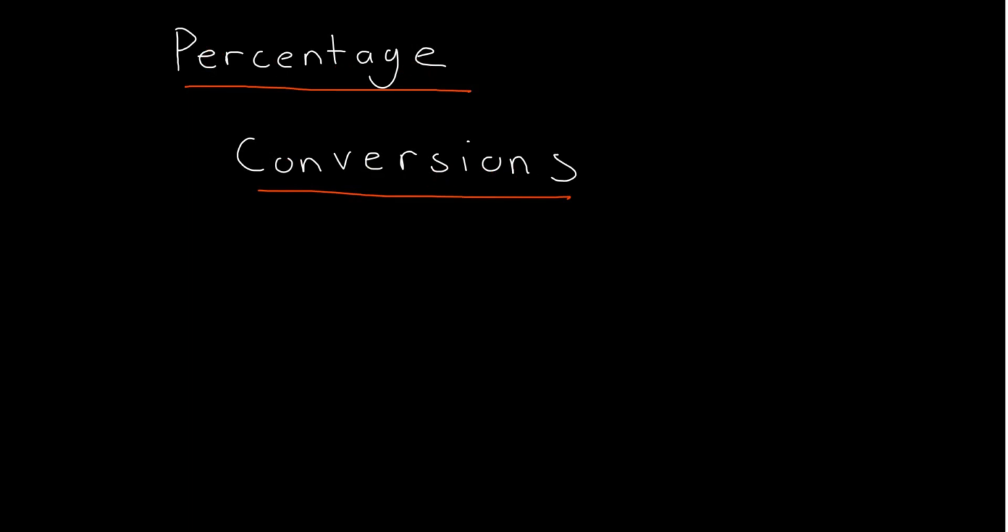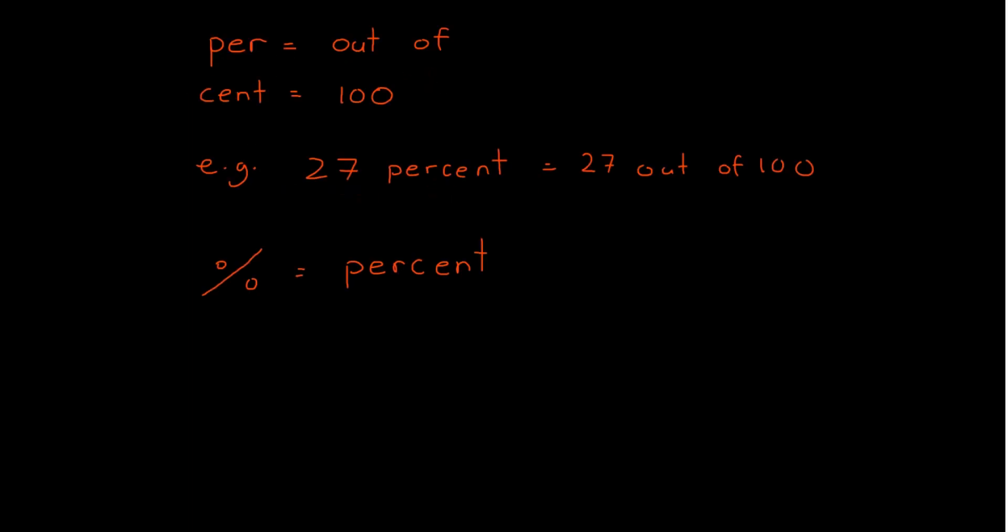Okay, let's get started. So you probably already know what a percentage is, but if you don't, percent means out of 100. Per means out of, and cent means 100, which is why you see things like centimeters, which mean 1/100th of a meter. So for example, 27% means 27 out of 100, and this is our percentage sign here.